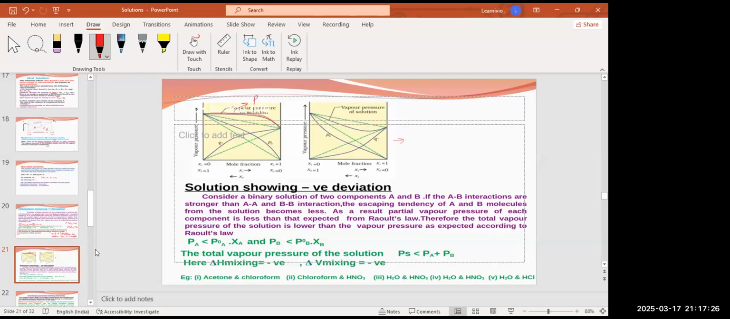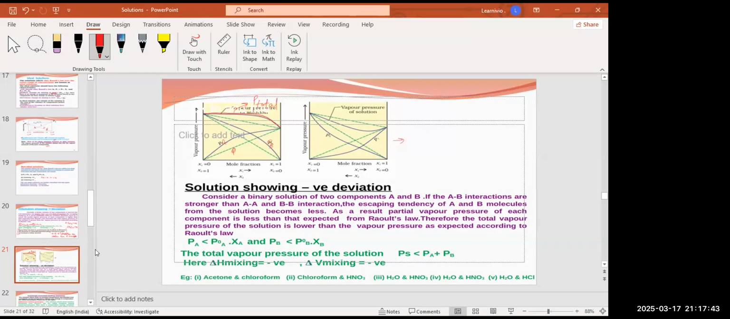This line shows P total, right? And this one is for PA and this one is for PB, the second component pressure, right? So this is a case of positive deviation.